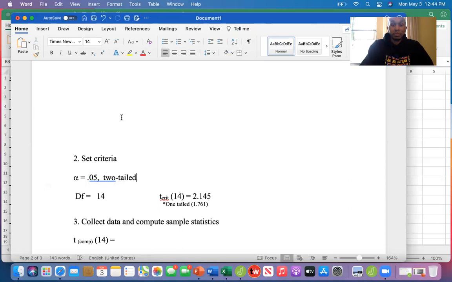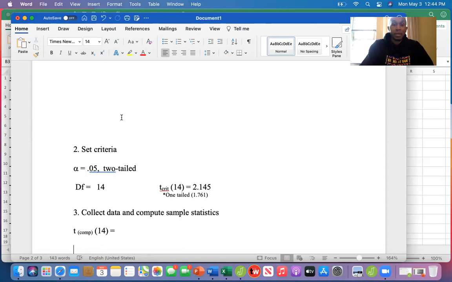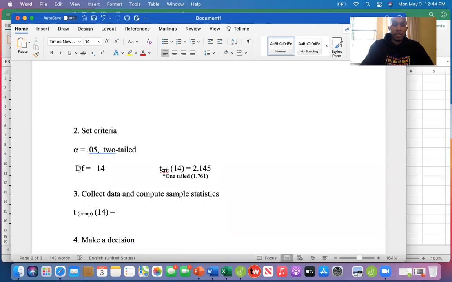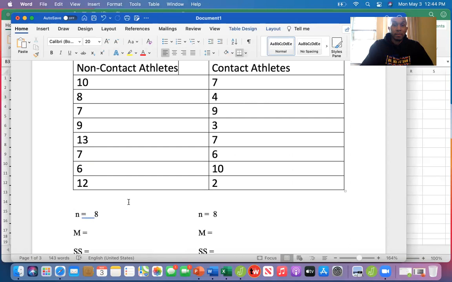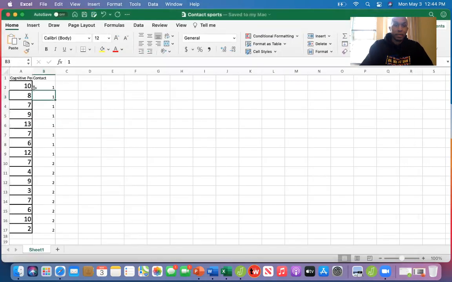All right, so you collect data and compute the sample stats. So we should have a t computed for degrees of freedom 14 after we place this data into JASP. All right, so here's our data, non-contact athletes and contact athletes. I can copy and paste the data here. For the contact athletes, we're going to use a number 2. For non-contact athletes, we'll be using number 1.